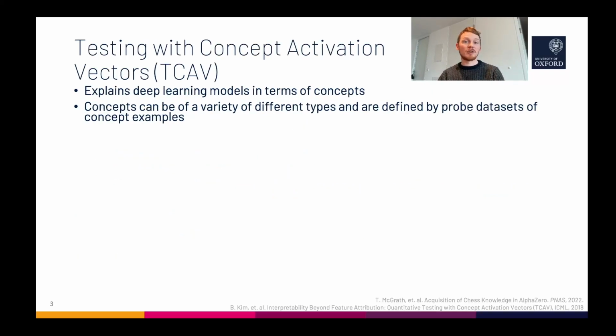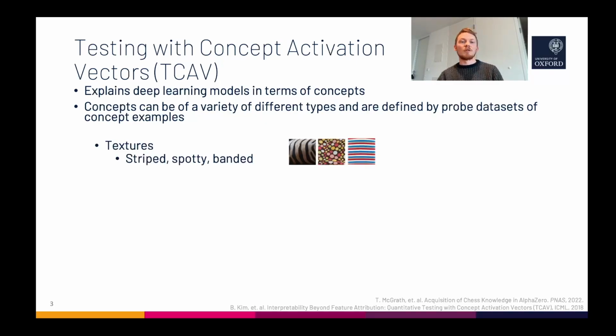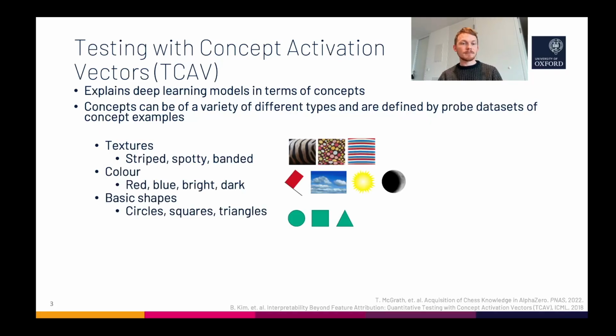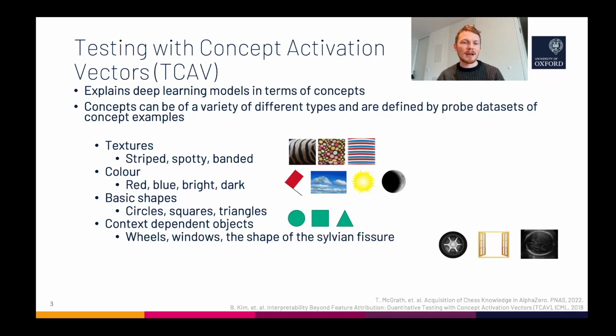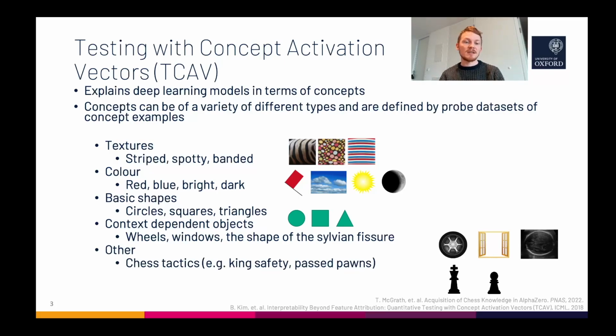First of all, what is testing with concept activation vectors, or TCAV for short? TCAV explains deep learning models in terms of concepts. And concepts can be a variety of different types and defined by the probe dataset of concept examples. So they could just be textures like striped, spotty, or banded, color, some kind of shape, or even some kind of more complex context-dependent object like a wheel of a car, a window, or the shape of a specific structure in the brain. Or they don't even need to be image-based. For example, there's some work analyzing how different chess tactics are learned by the reinforcement learning algorithm AlphaZero, which uses CAVs and TCAV to help understand this.